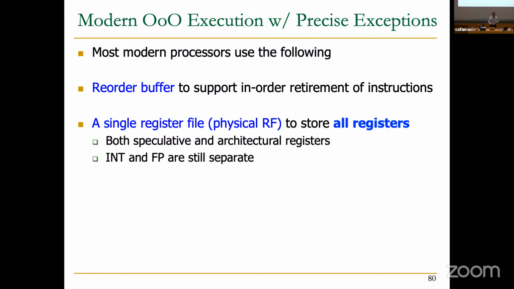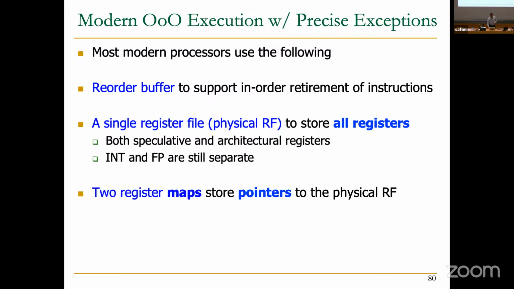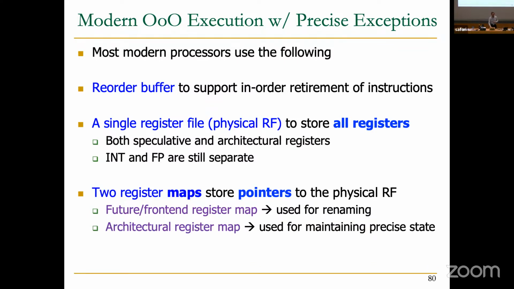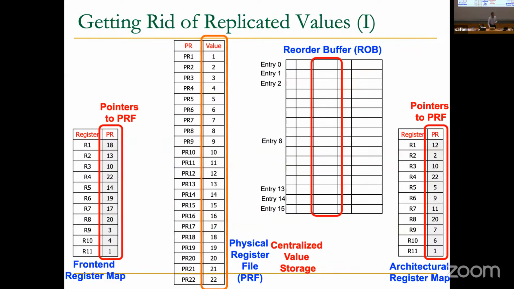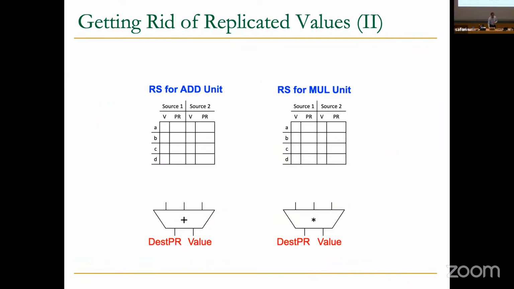Integer and FP registers are still separate. We've kind of been saying that also. There are two register maps that store pointers to the physical register file, just like I described. There's a front-end register map that's also called a future register map that's used for renaming. It's called future because it's not really the architectural state that's updated. Future instructions are coming and renamed using that. It's also called rename register map. And then there's an architectural register map that's used for maintaining architectural or precise state. And this design avoids value replication in reservation stations, reorder buffer, etc. And that's basically the design that we have seen over here.